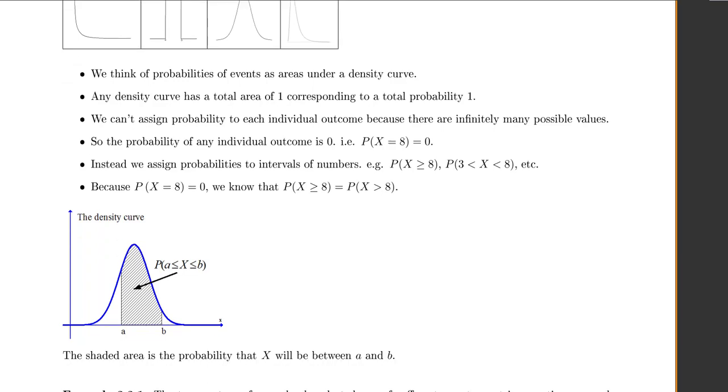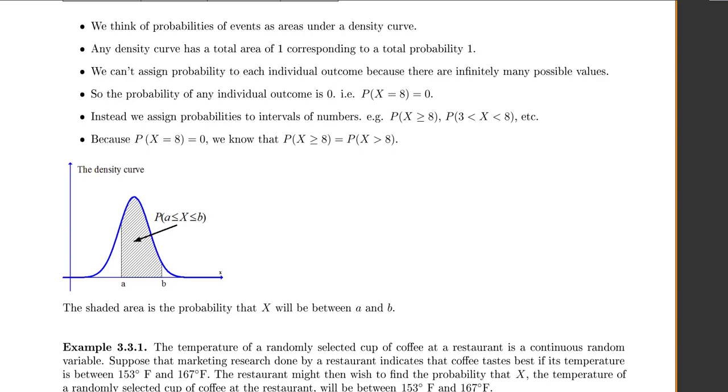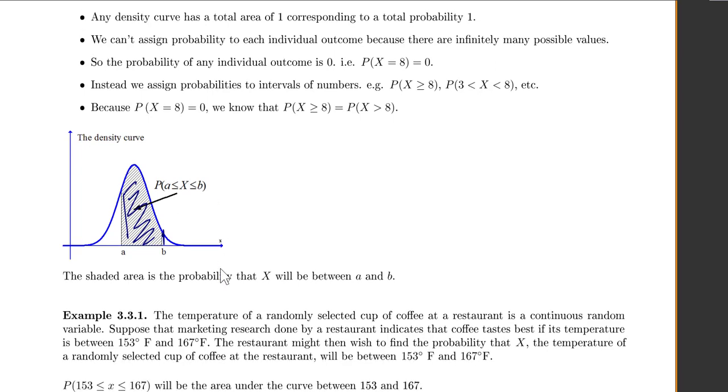To show you what we mean by the probability being the area under the curve, if I want the probability that x is between a and b, here's a, here's b, and I look for all the area in between a and b, that area is the probability that x is between a and b.